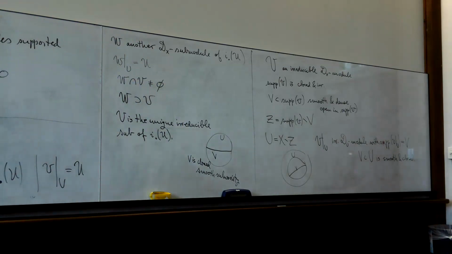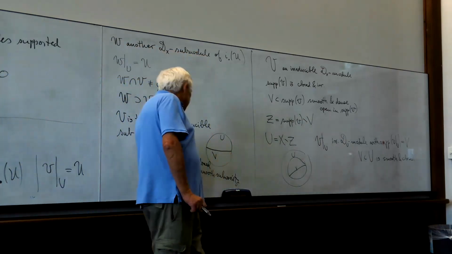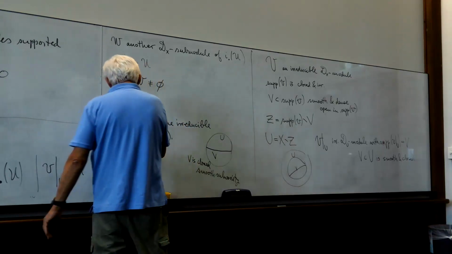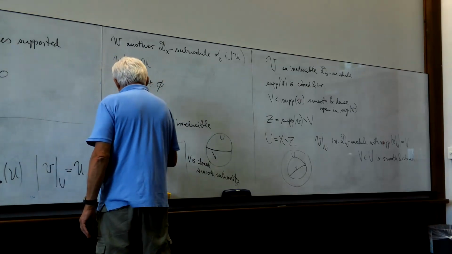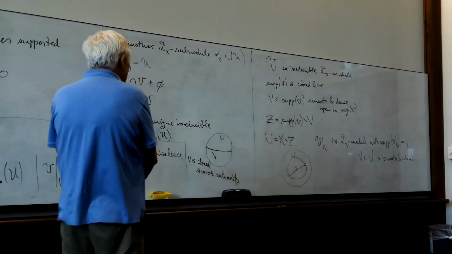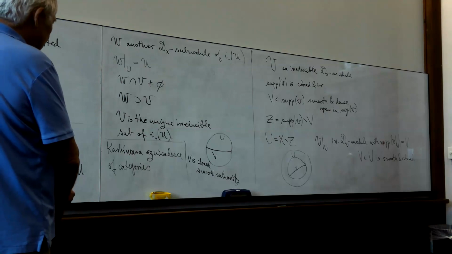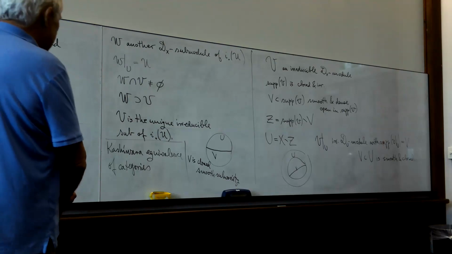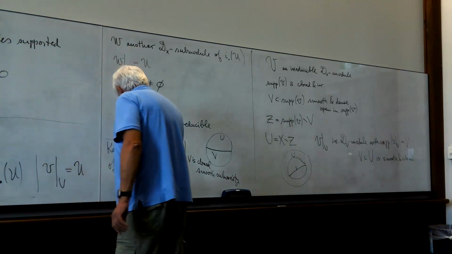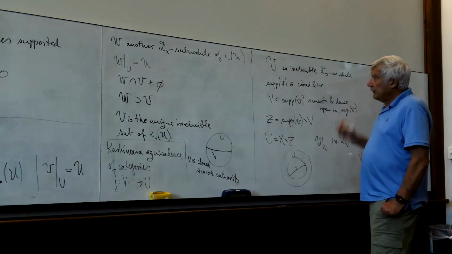So we want to describe this irreducible module. And the way we are going to do this is that there is something called Kashiwara's equivalence of categories, which says that, first of all, we can define direct image for D modules. So let me denote by j the inclusion of V into U.